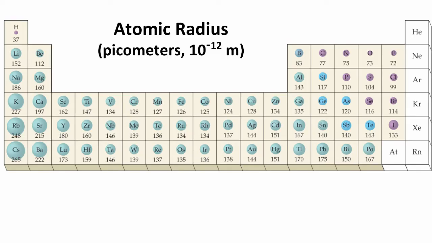Now, there are a number of properties, and we're going to start with one dealing with the size of atoms, atomic radius. There are a number of properties of the elements that are periodic and reflect the organization of the periodic table.